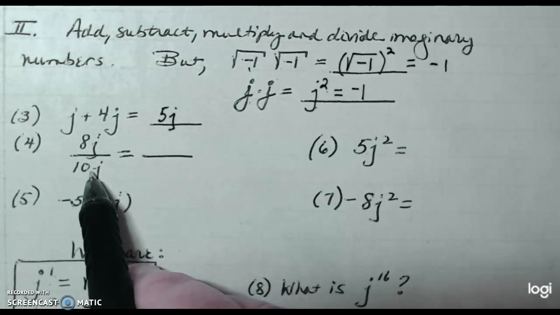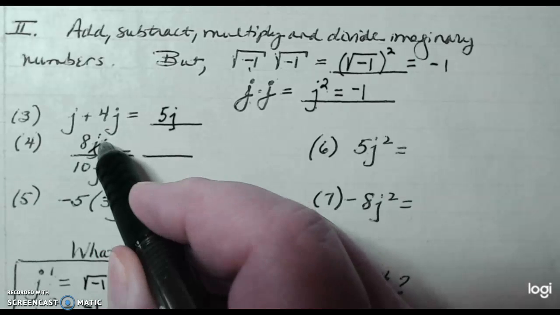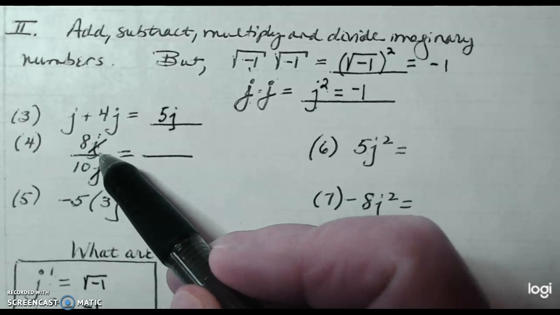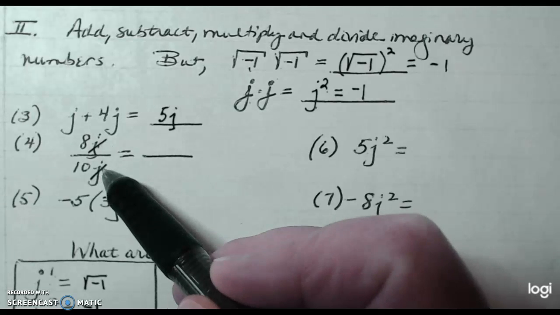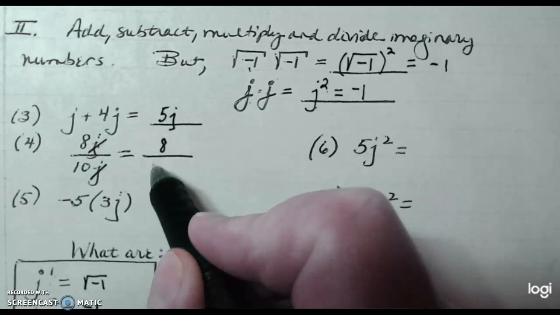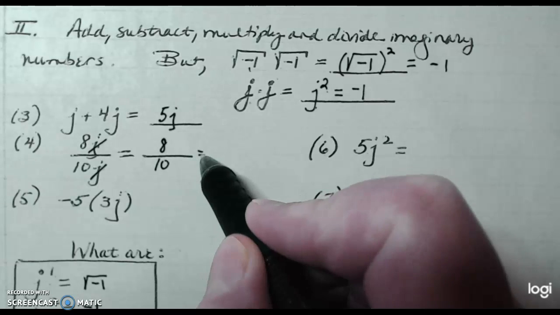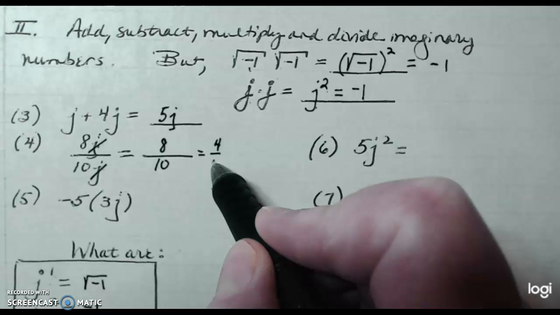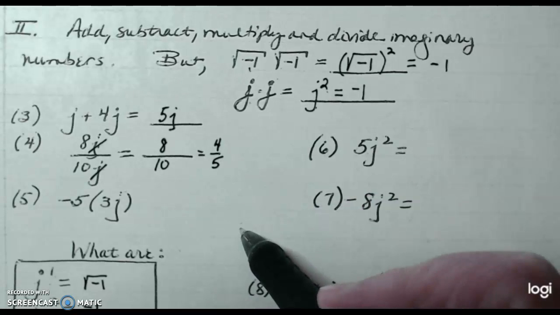8j divided by 10j, you're entitled to cancel j divided by j, just as you would with a variable, and that's equal to 1. So you have 8/10, which we know we could further simplify by dividing by 2, top and bottom, to yield 4/5 as a simplified value.